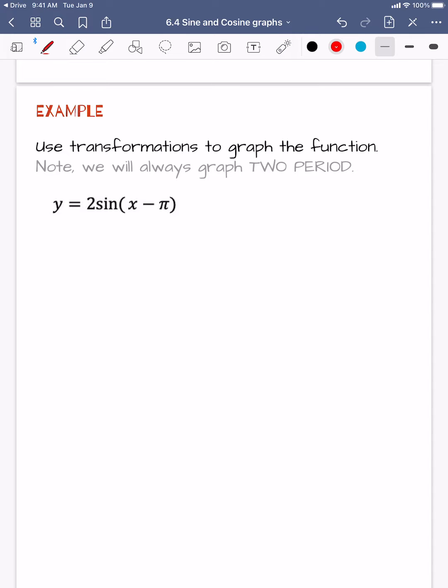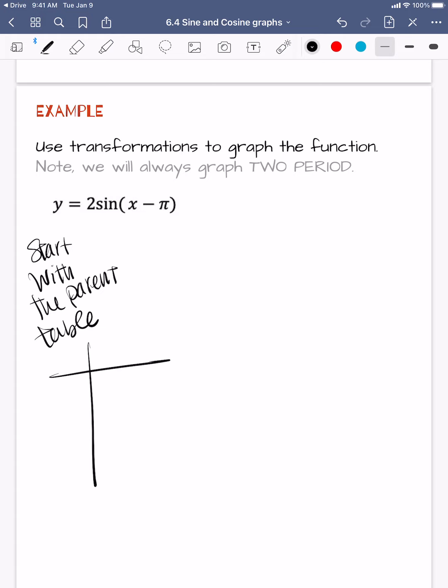So here's my example. I did add this, that you need to graph two periods. I think I mentioned it. Actually, I think I did write it. I deleted it. I'm going to start with the parent table, and that is just plugging in those angles that land on the axes.